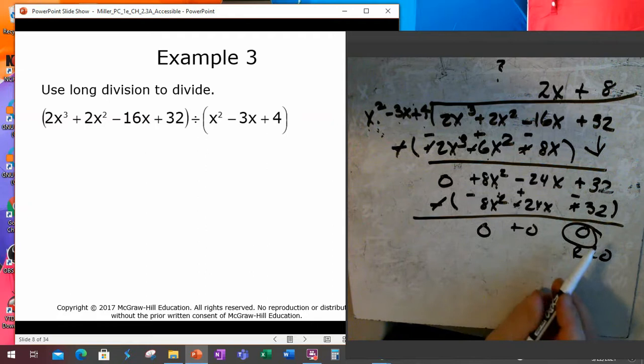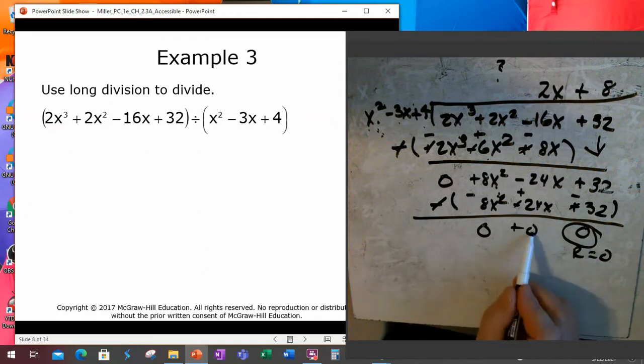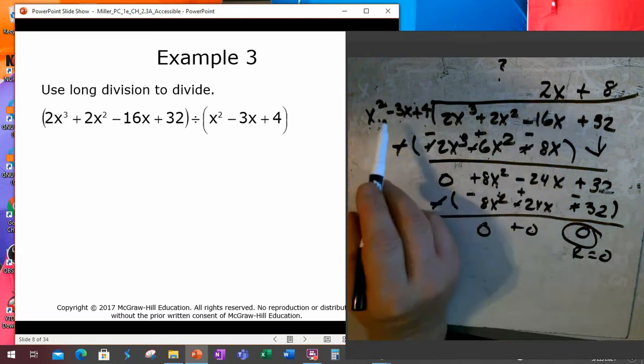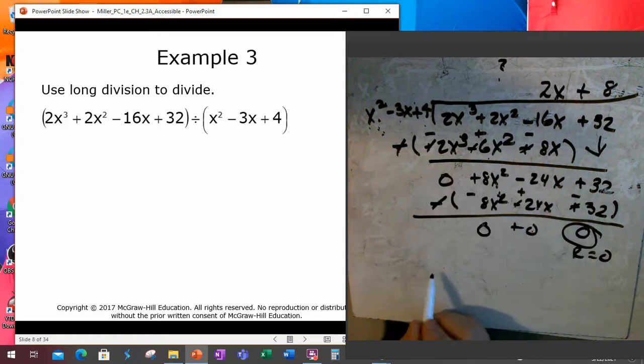The degree of this is 1. If this had come out with something like an x plus 1, once I see the degree of this is less than the divisor, there's nothing that I can multiply here to get me that, so I would stop. Okay? So the result of this is just 2x plus 8.